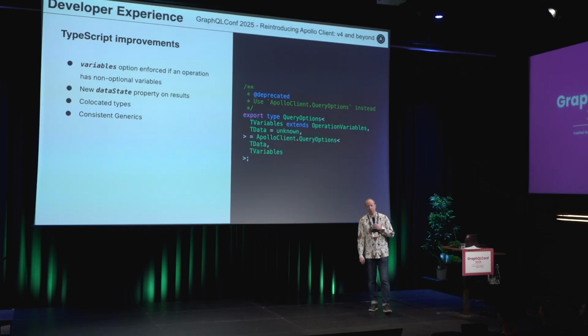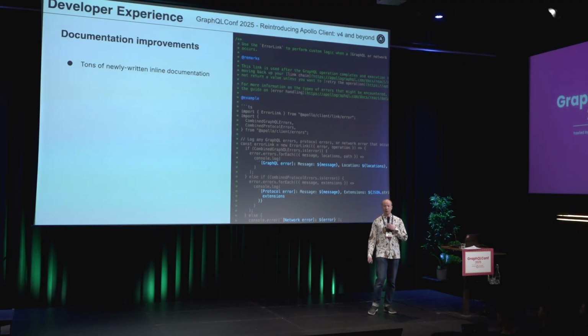We cleaned up generics. This is going to hurt a few people, but we had stuff that was TData, TVariables, and we had stuff that was TVariables, TData. Now it's always TData, TVariables, except in the old type names that we keep around for a while before we remove them.